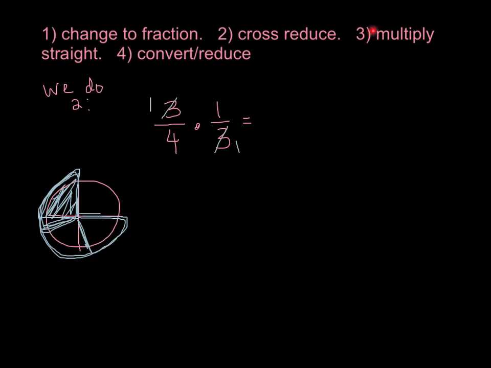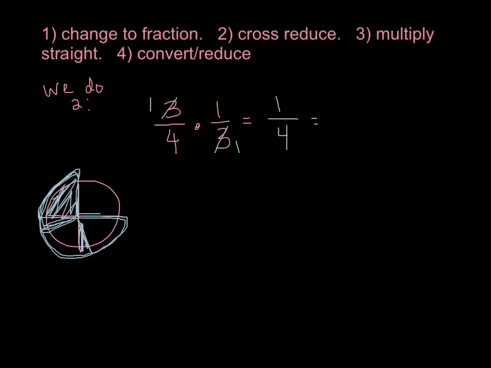Next step, multiply straight across. So we're going to multiply straight across. 1 times 1 is 1. And 4 times 1 is 4. So your answer would be 1/4.